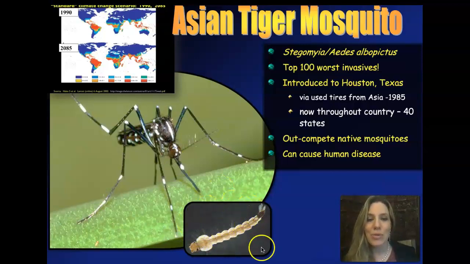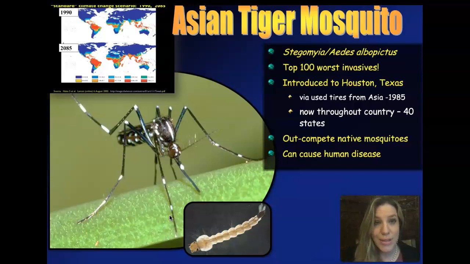The larvae go through 5 developmental stages called instars. They get bigger and bigger and bigger. They become a pupa, and then eventually the pupa will emerge as an adult out of the water. So it's a very short life cycle, and these guys can expand their range very, very fast. They're now found in 40 states of the United States.